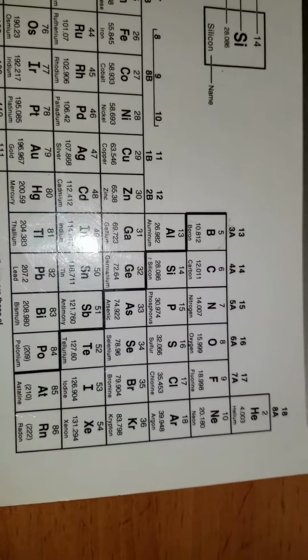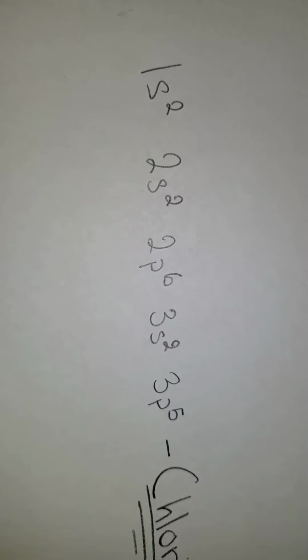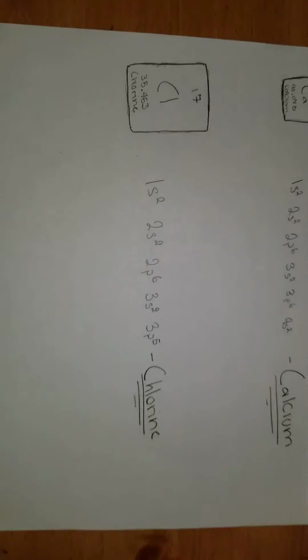And then finally, it falls under the P block. Since chlorine only goes to the 5th electron, we only put 3P to the power of 5. And that's shorthand notation.